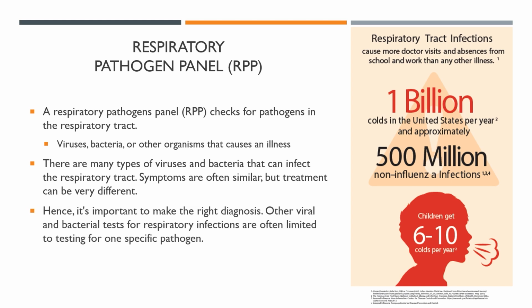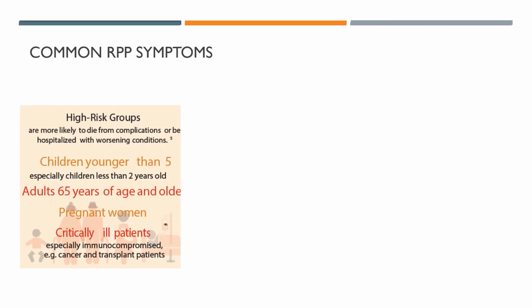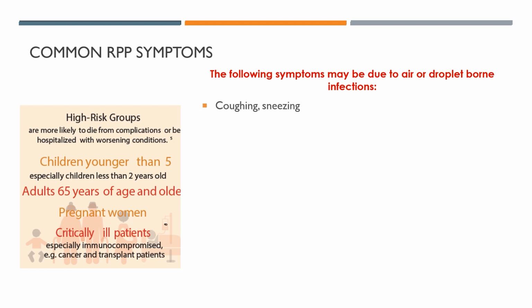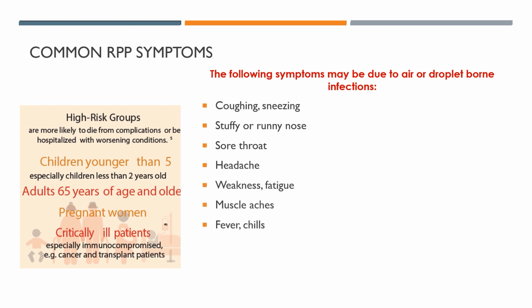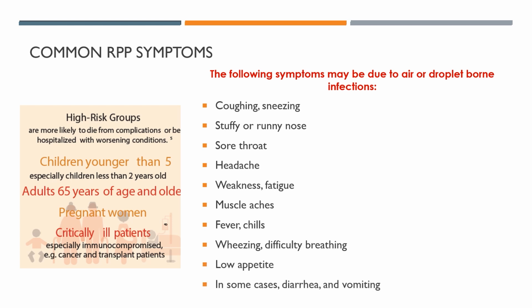Other viral and bacterial tests for respiratory infections are often limited to testing for one specific pathogen. So several samples may be needed, and the process can be difficult or time-consuming. Common RPP symptoms. The following symptoms may be due to an air droplet or airborne infection: coughing, sneezing, stuffy or runny nose, sore throat, headache, weakness, fatigue, muscle aches, fever or chills, wheezing, difficulty breathing, or a low appetite, and in some cases, diarrhea and vomiting.